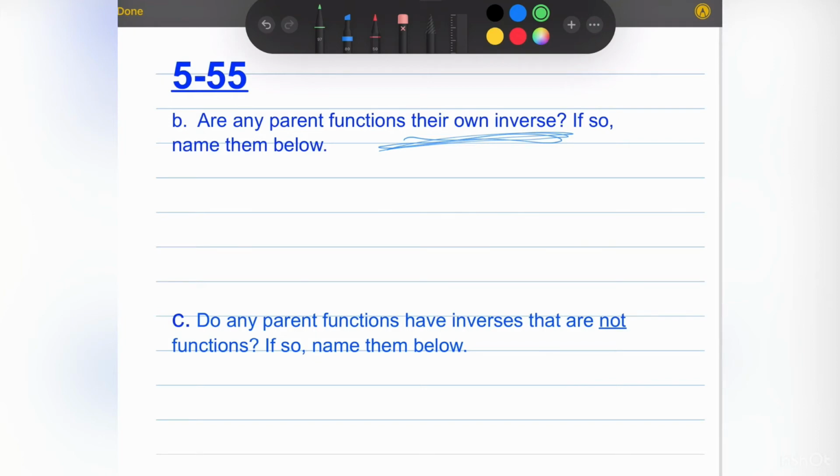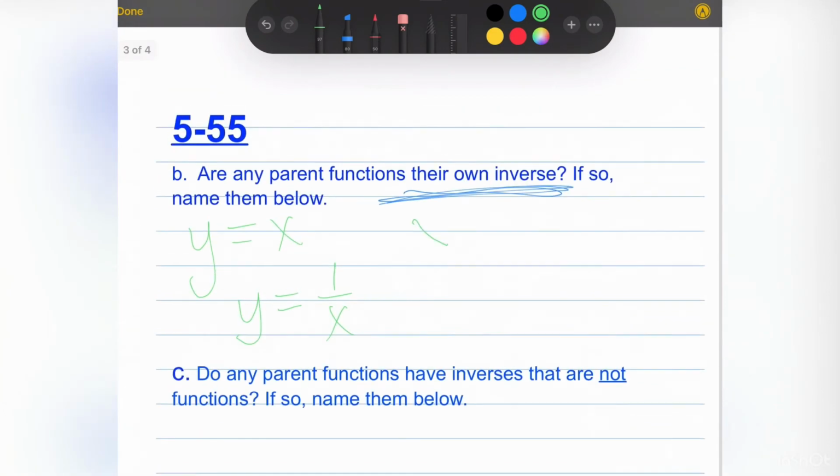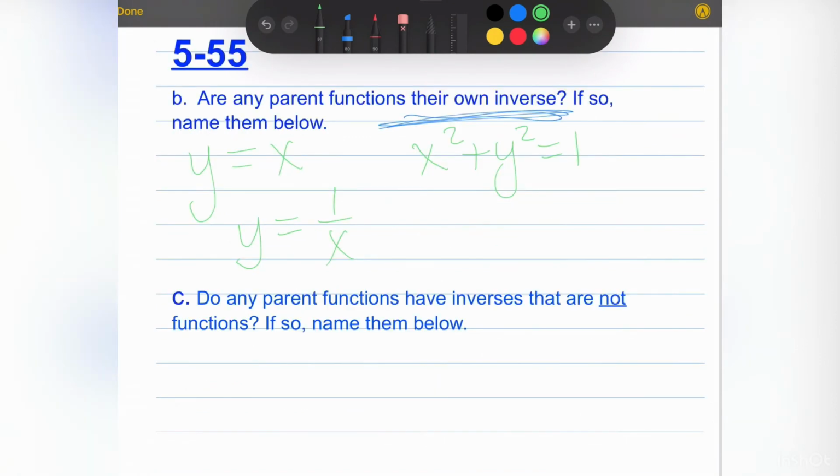Our first one is y = x. That is our line of symmetry for all inverses, so it is going to land on top of itself. Our second one is y = 1 over x, which we call our hyperbola. And our circle, even though it's not a function, it does become its own inverse. And I kind of just answered one of the problems for part C.